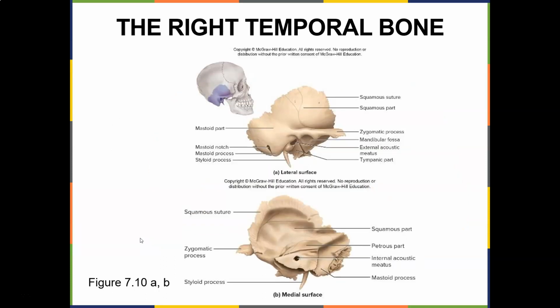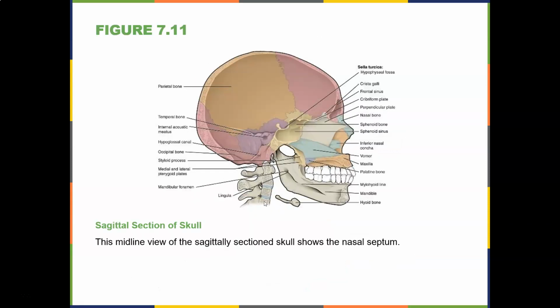All right, if you look at the right temporal bone, you've got a lot of things going on. The squamous suture, squamous part, zygomatic process, mandibular fossa, external acoustic meatus. You've got the mastoid process, styloid process. So again, a lot of things are going on, but you do definitely have to know all this.